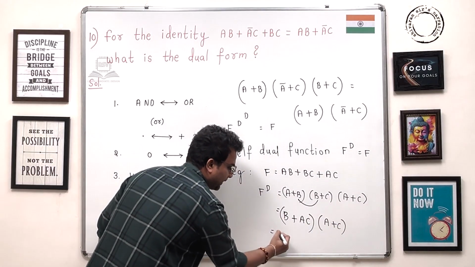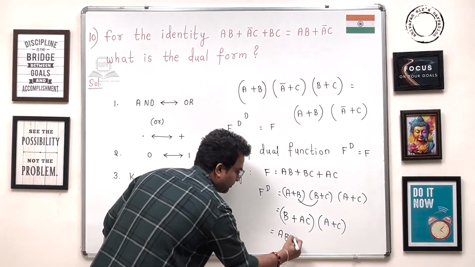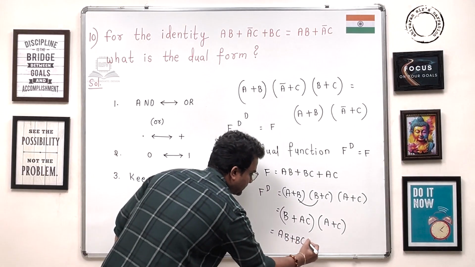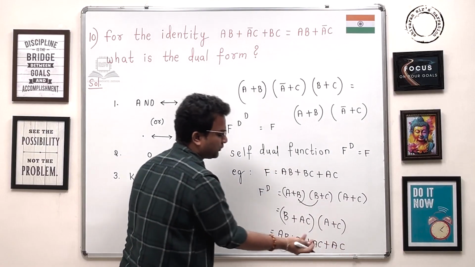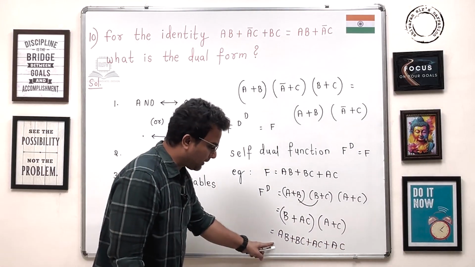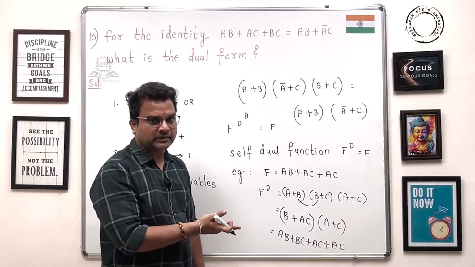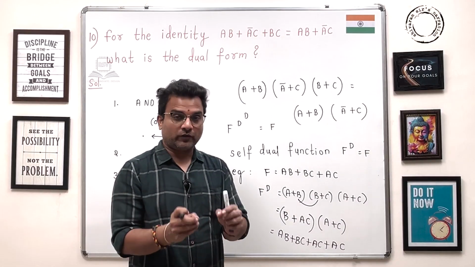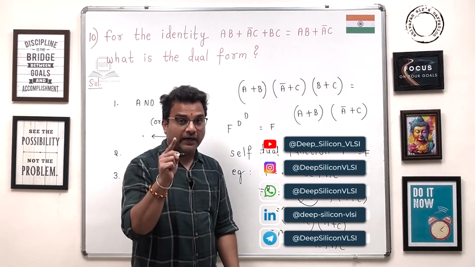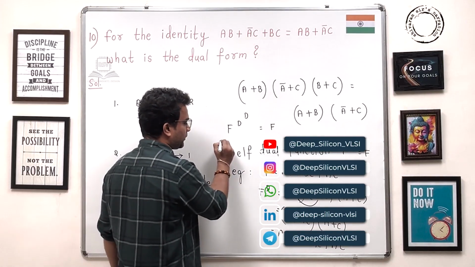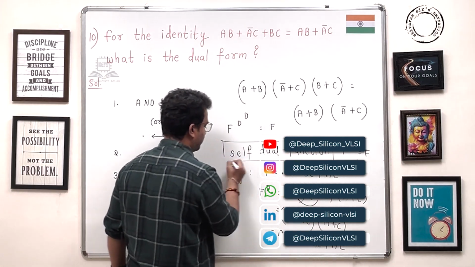Now you multiply: AB, BC, AC, AC. Now guys, AC two times, you can write AC only. AB plus BC plus AC only. See this. Hence what I mean is, for a particular function, if you apply one-time duality and you get the same function, that function is called a self-dual function.